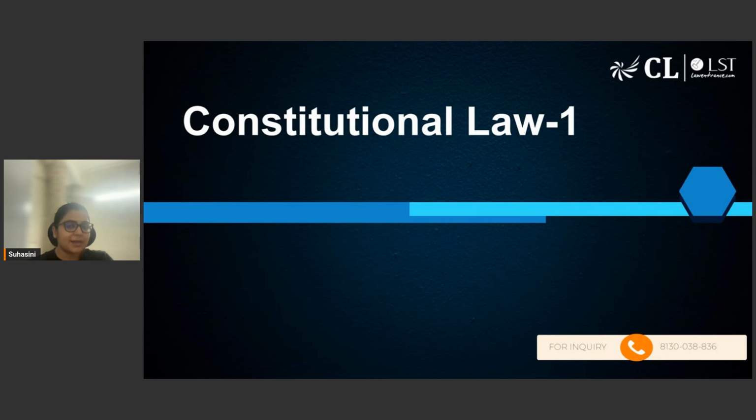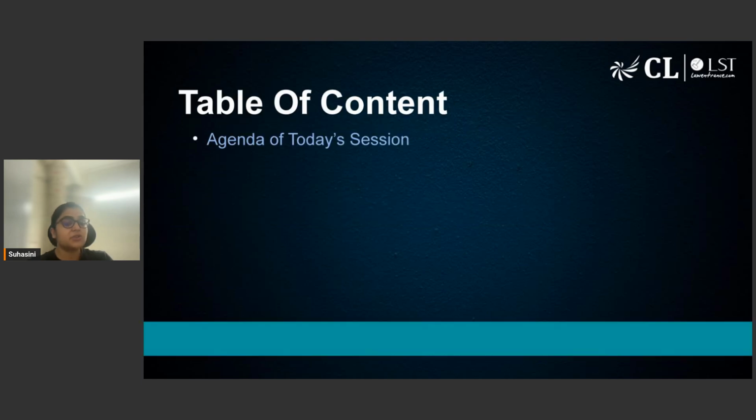So keeping that in mind, if I state the agenda of today's session, it is this only: we will be dealing with the constitution and explaining the constitution. Now, what is the Constitution of India, if we have to say? We can say it is a unique thing, both in spirit and in content.